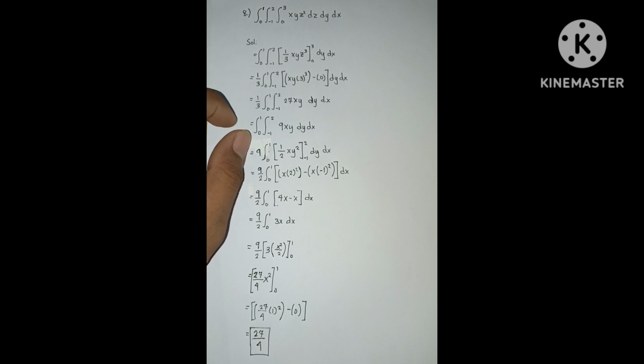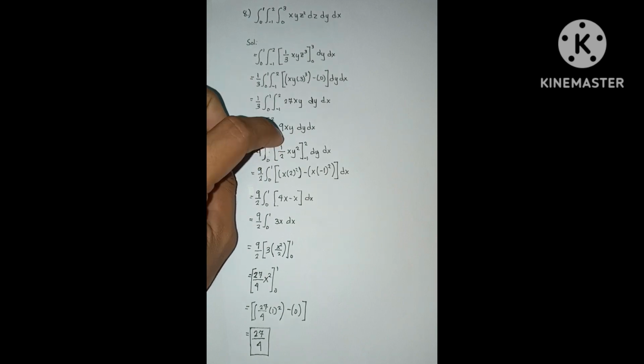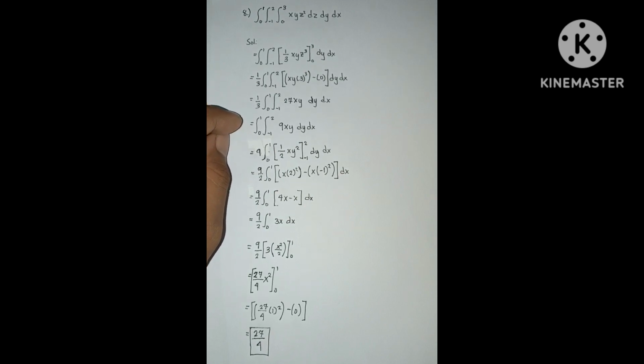Next we're going to multiply the 1/3 to 27. So next we have an integral of 0 to 1 with respect to x, and the integral of -1 to 2 with respect to y. So we're just going to multiply 1/3 times 27. So we have the value of our z here is 9xy. Next is the value of our y.